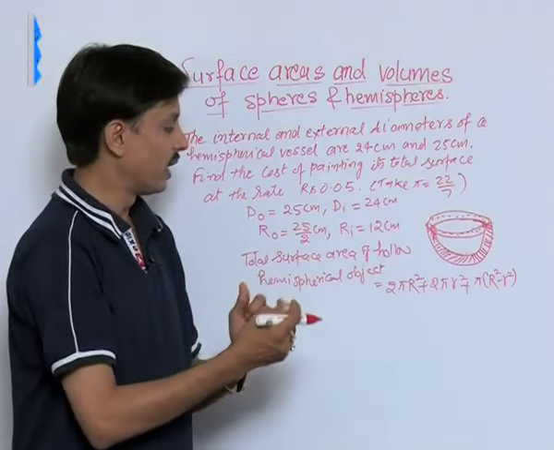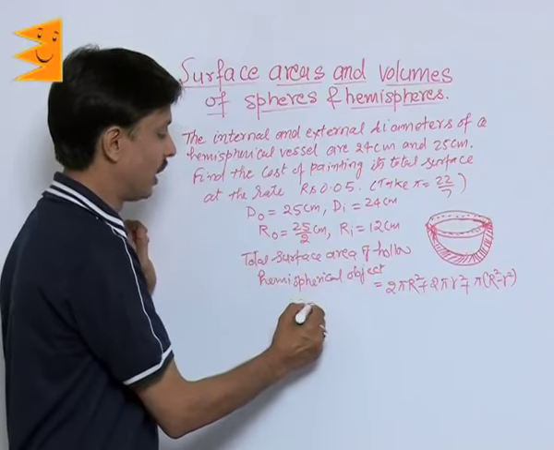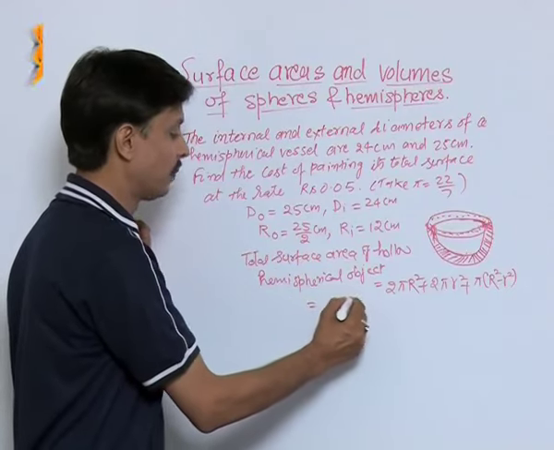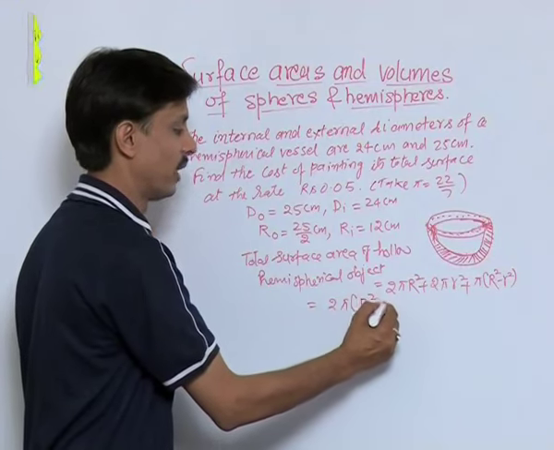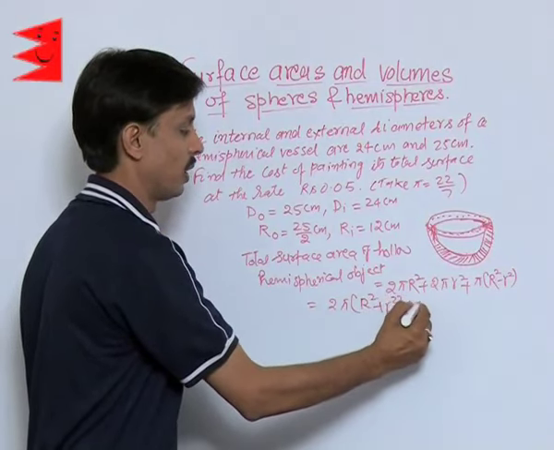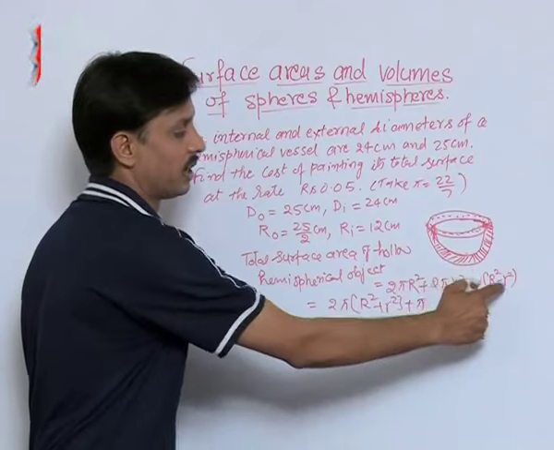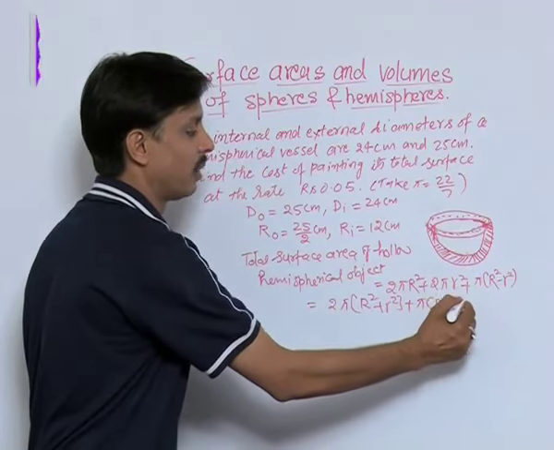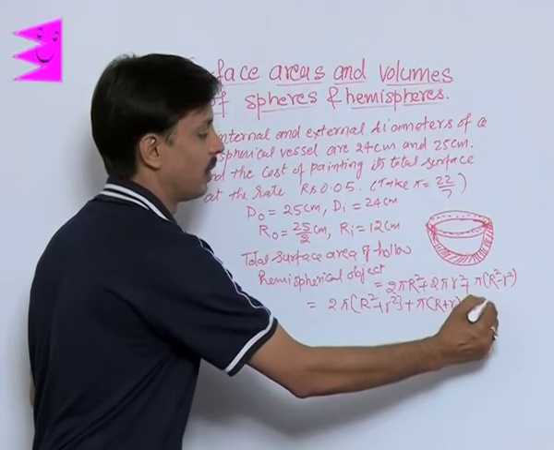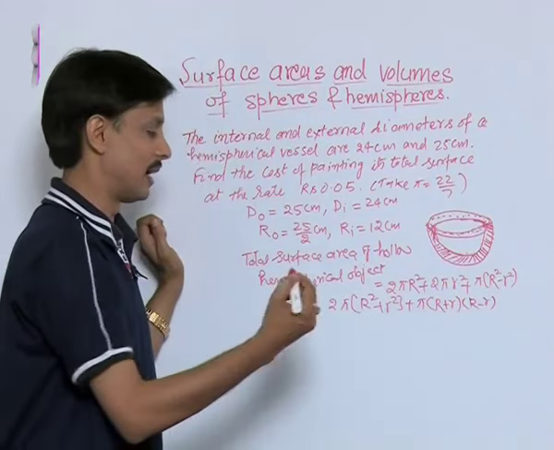To calculate the area, I will say it is 2 pi. 2 pi is common from these two. It is capital R square plus small r square, plus pi. Capital R square minus small r square, by algebraic identity, can be written as R plus r into R minus r.